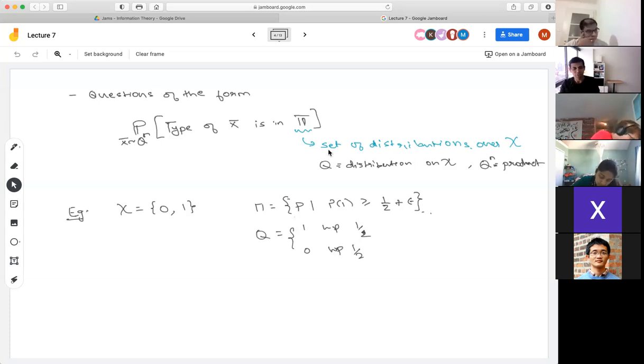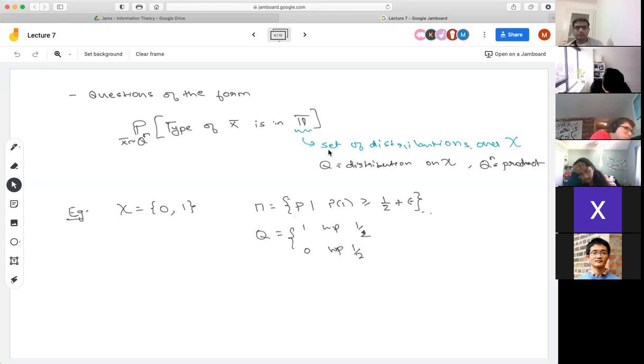Again, note that I'm not requiring that Pi is a collection of types. It can be any kind of distributions. Potentially, this set could be infinite. Here, in particular, it's an infinite set, just because epsilon is a real number, or the probabilities are real numbers.